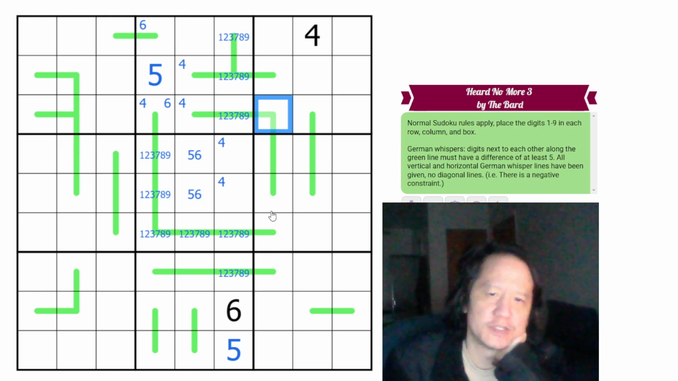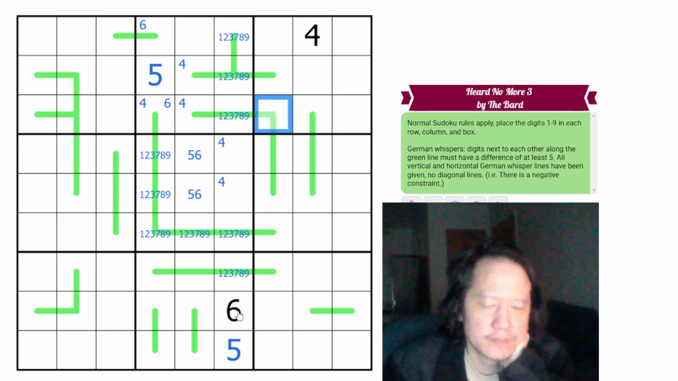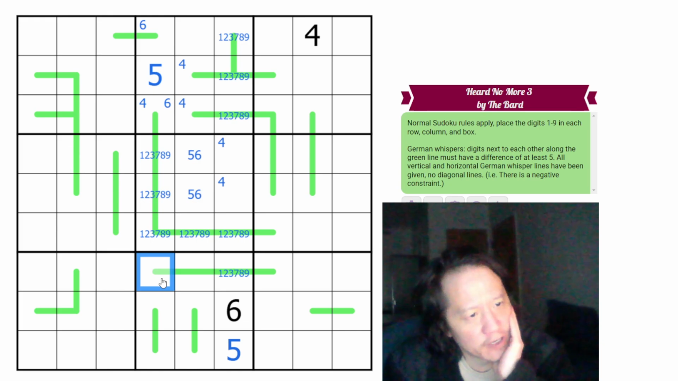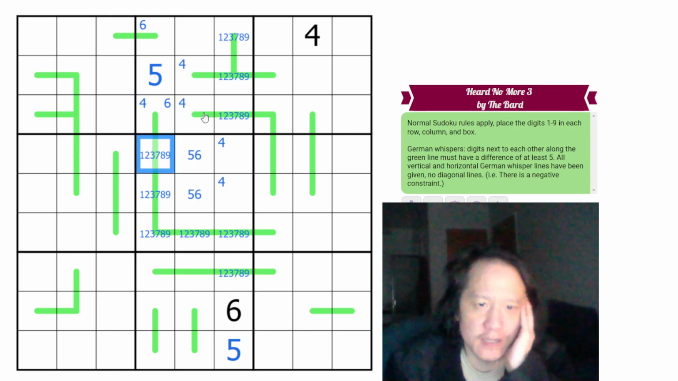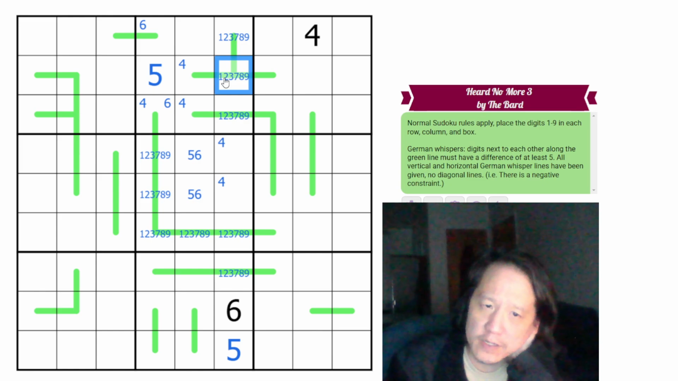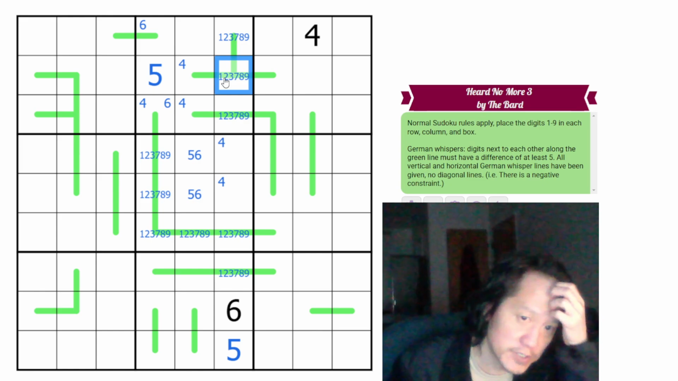What are we missing here? I'm pretty sure the key to this puzzle is the negative constraints. But right now it's really hard to figure that out, right? So if this is 4, this has to be a 9. But that doesn't really help us much.